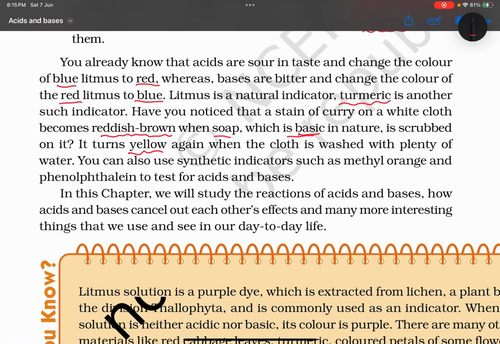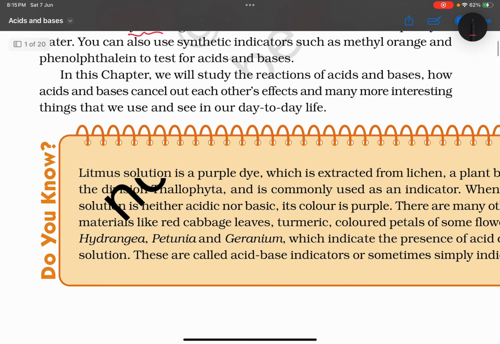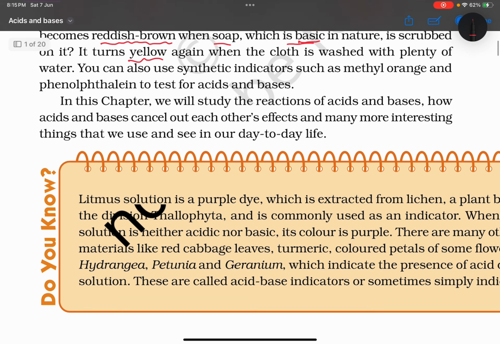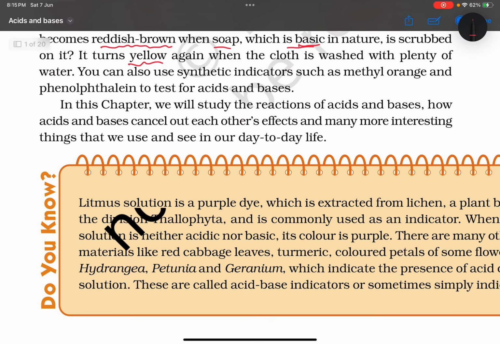Fine. You can also use synthetic indicators such as methyl orange and phenolphthalein to test for acids and bases. Phenolphthalein: in acids, no color; in bases, pink color. Methyl orange: in bases, yellow color; in acids, red color. We will discuss that again.